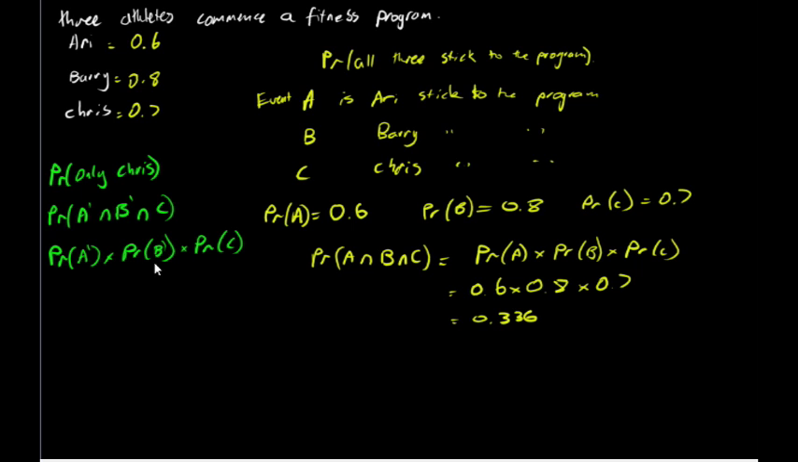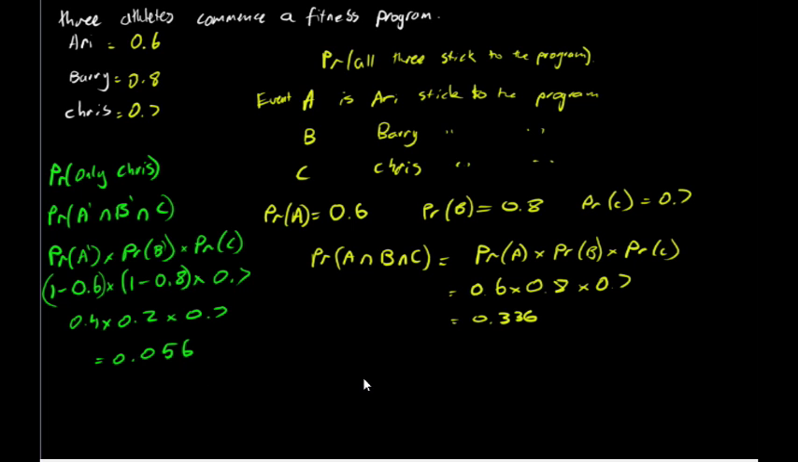Now, we don't have these two numbers, but we can find them, and that's by using our complementary formula. So 1 minus the probability that they do stick to it, 1 minus 0.6, times 1 minus 0.8, and then times C, who does stick to it, 0.7. So we'll actually get 0.4 times 0.2 times 0.7, which is 0.056. So there's a 0.056 chance that only Chris sticks to the program.